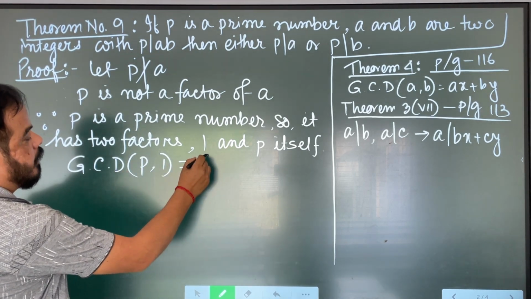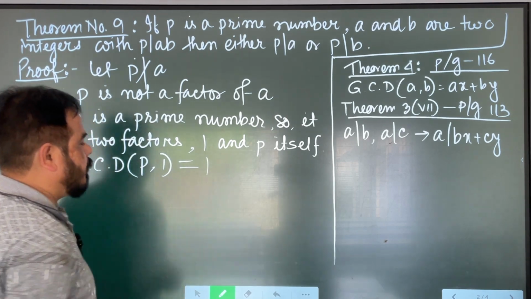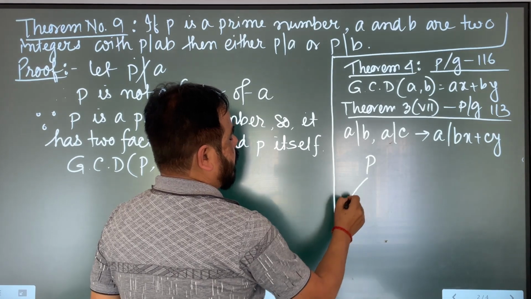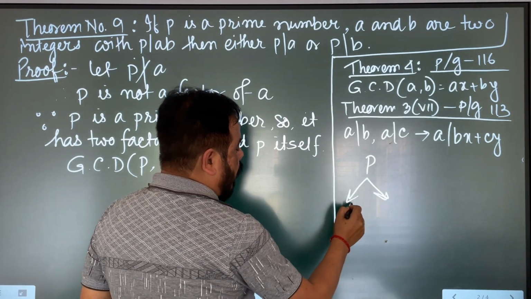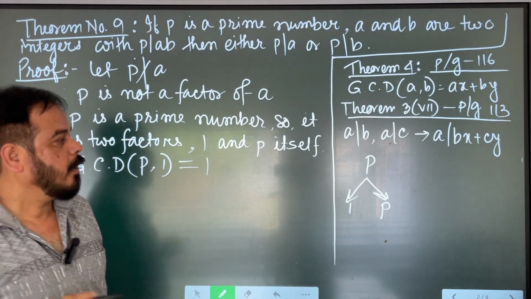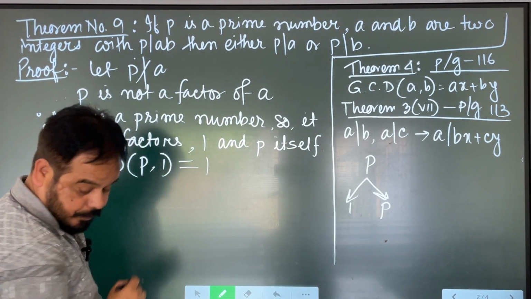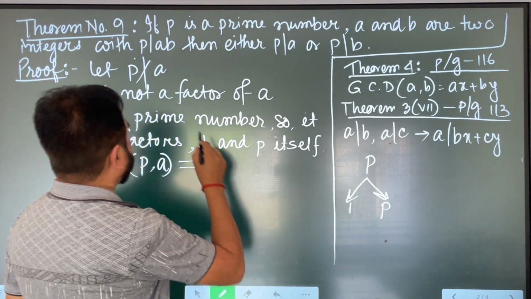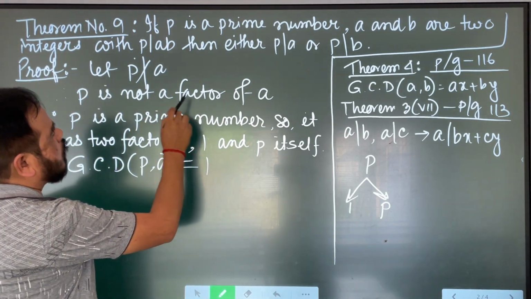P and 1 is 1. Why is the GCD of P and 1 equal to 1? Look here. For P there are two factors. One is 1, the other is P itself, because P is a prime number. For A, P is not a factor of A.